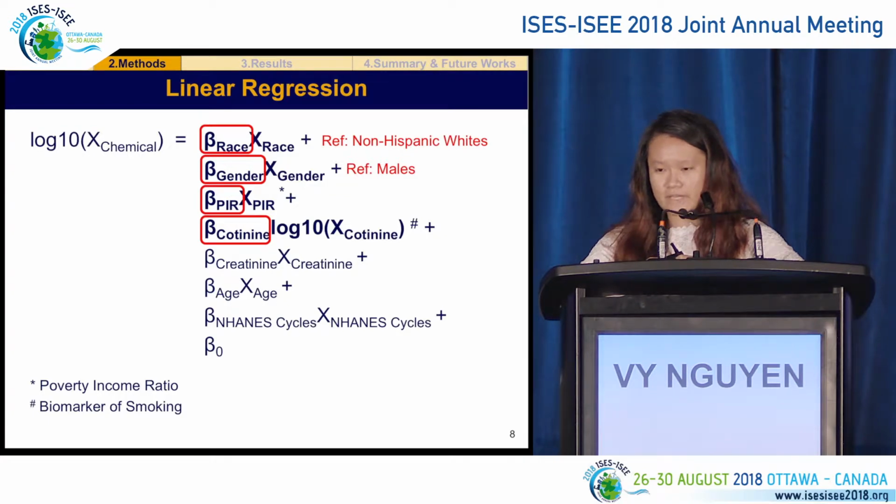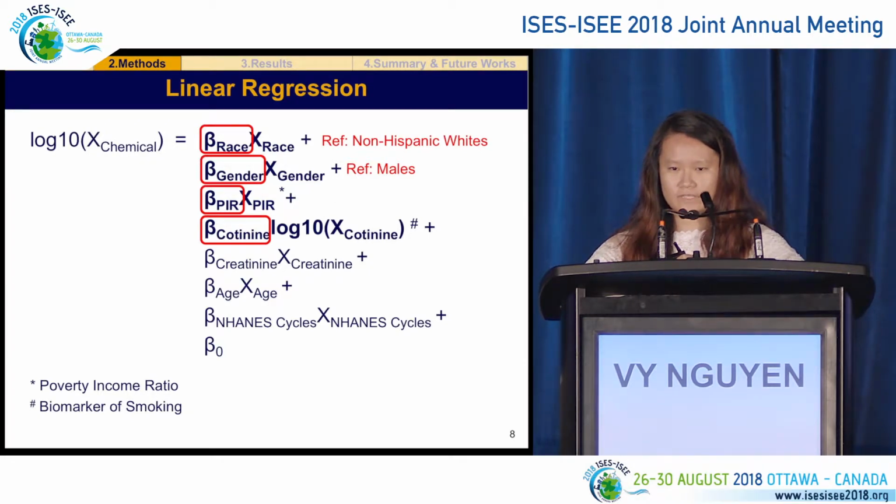And so we took these betas and did 10 raised to the beta to have a fold change. And for poverty income ratio and cotinine, these are continuous variables, so what we did was we compared the chemical exposure differences between those in the 75th percentile poverty income ratio and those in the 25th percentile poverty income ratio. And we did the same thing for cotinine.